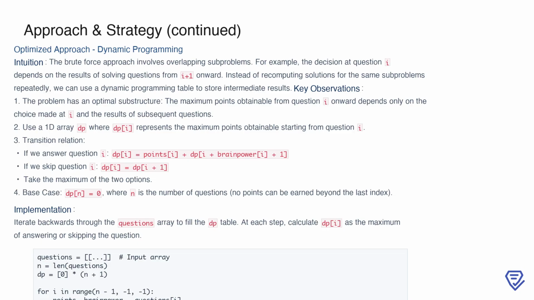The transition relation is based on two options. If we answer the current question, we add its points to the maximum points obtainable after skipping the required number of subsequent questions. If we skip the current question, the maximum points simply come from moving to the next question. The base case is straightforward: if we are beyond the last question, no points can be earned. By iterating backward through the questions array, we fill in the DP table efficiently, ensuring that each question is processed only once. This eliminates unnecessary recomputation and significantly reduces the time complexity.